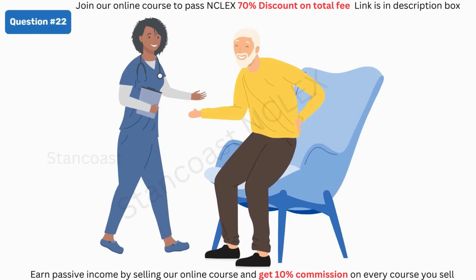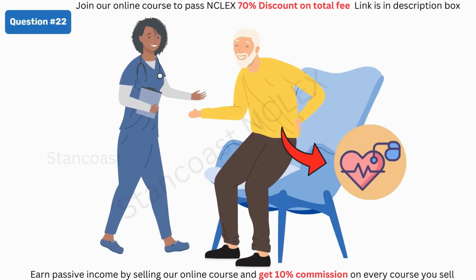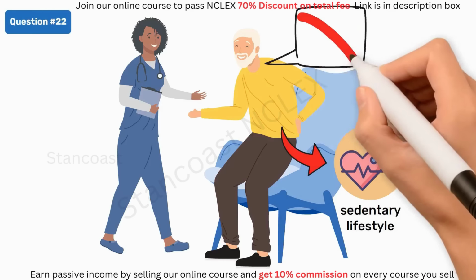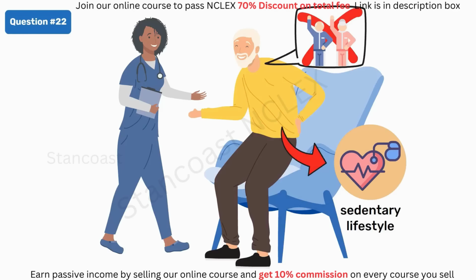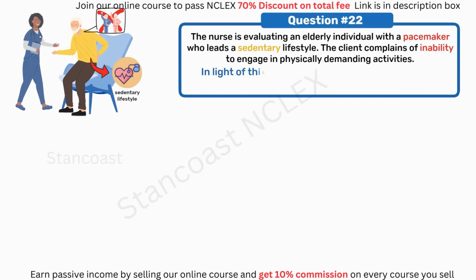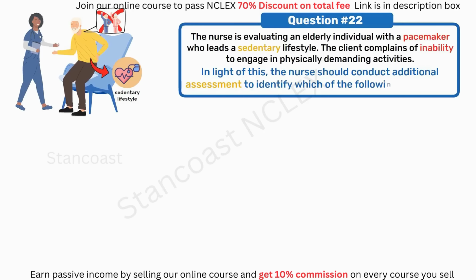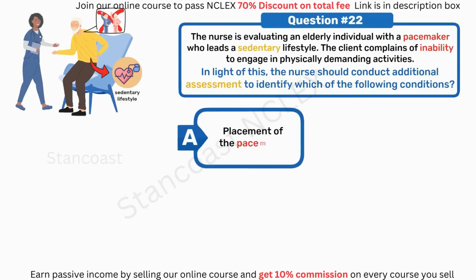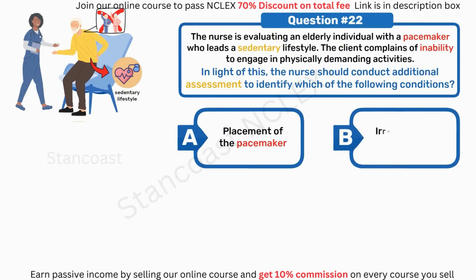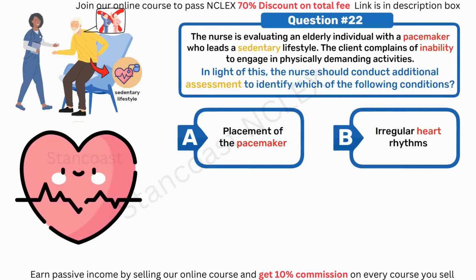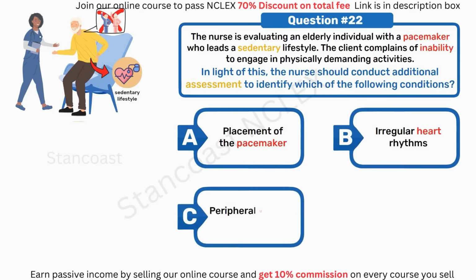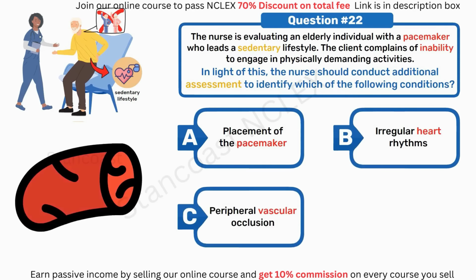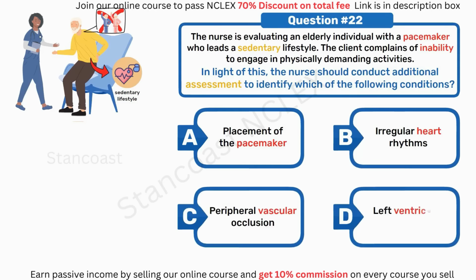The nurse is evaluating an elderly individual with a pacemaker who leads a sedentary lifestyle. The client complains of inability to engage in physically demanding activities. In light of this, the nurse should conduct additional assessment to identify which of the following conditions. A. Placement of the pacemaker. B. Irregular heart rhythms. C. Peripheral vascular occlusion. D. Left ventricular atrophy.